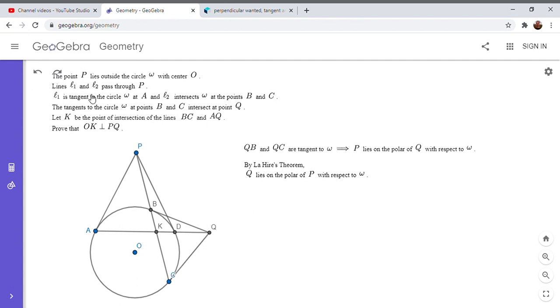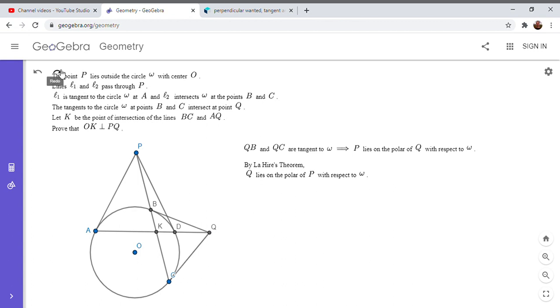We want to show that PQ is perpendicular to OK, and I'm actually going to show that PQ is the polar of point K. And I'm going to use La Hire's theorem again. So K actually lies on the polars of both point P and Q. So that means both P and Q have to lie on the polar of K.